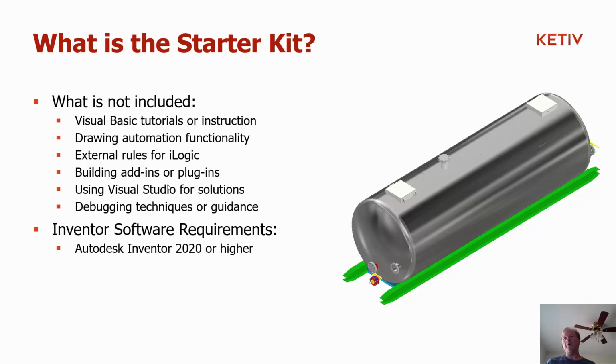We don't get into external rules for iLogic. I built all of the rules internally to the models, so everything is self-contained. We did not go over how to build add-ins or plugins, which basically means that if you look across the top of the toolbar inside of Inventor, there's not going to be any special icons that run the different commands that we're creating or the different automation. You have to open up the model and execute the application from the form that will come up, which you'll see here in a few minutes.